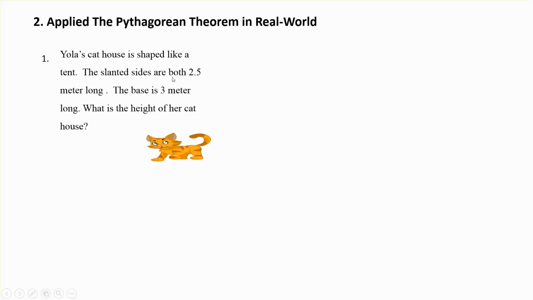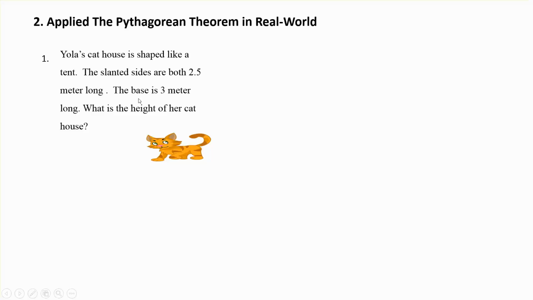Okay, the next topic, apply the Pythagorean theorem in the real world. Look at this example. Yola's cat house is shaped like a tent. The slanted sides are both 2.5 meters long. The base is 3 meters long. What is the height of her cat house?